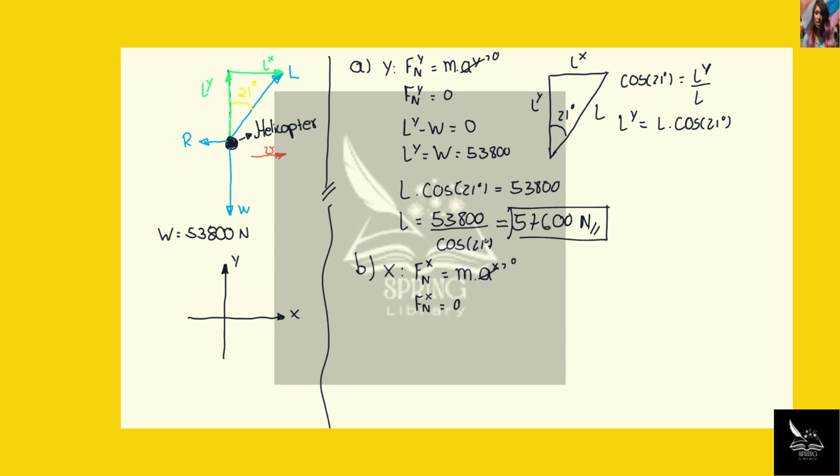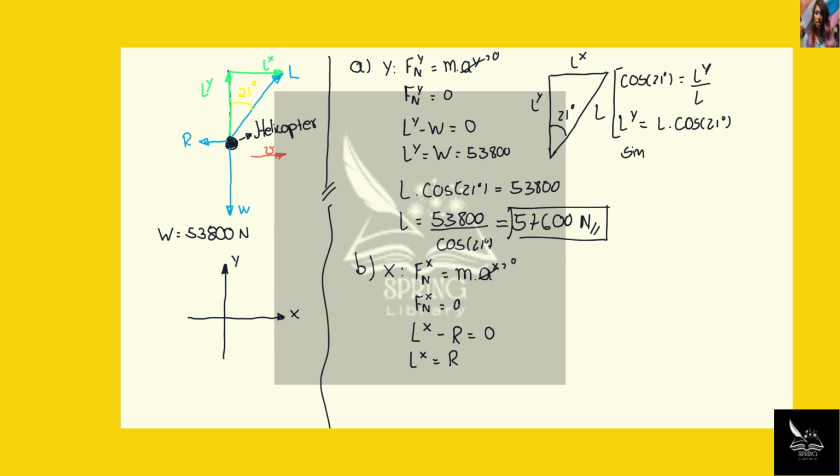But the net force is composed by two forces: the lift force x component and the resistant force R. Then, we have that the lift force x component, which is pointing to the positive direction of the horizontal axis, minus the resistant force is equal to 0. Then, L component x is equal to the resistant force. But what is L component x? Well, we can repeat this idea to get it.